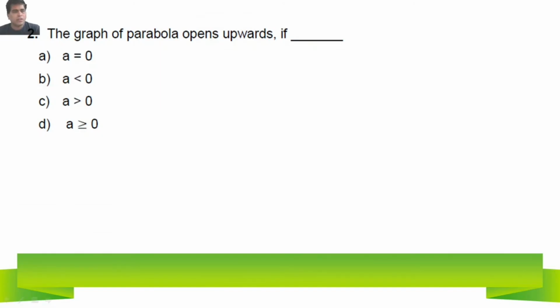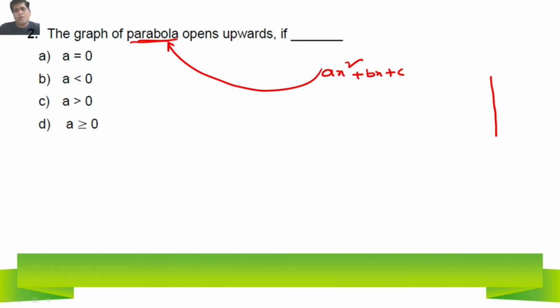Second question. The graph of the parabola opens upwards if. Whatever the parabola, it represents a quadratic polynomial first of all. What is a quadratic polynomial? ax square plus bx plus c is a quadratic polynomial, and graphically it represents a parabola shape. Some parabolas open up and some open down, based on conditions. This parabola opens up. This parabola opens up. If I draw one more, this parabola opens down.